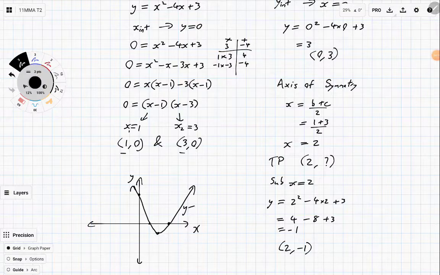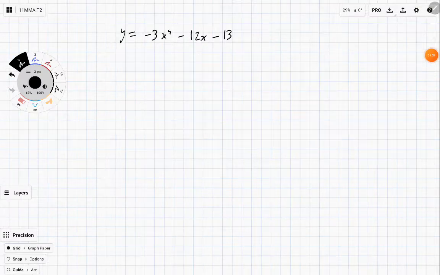Give it a label, x squared minus 4x plus 3. Now I've not drawn everything to scale, but it's good to just mark things on. So that's going to be 1, 3, 2, negative 1. And up here is going to be 0, 3. Alrighty, and so that is a quick sketch. Let's look at one more. Alrighty, let's have a look at this one.